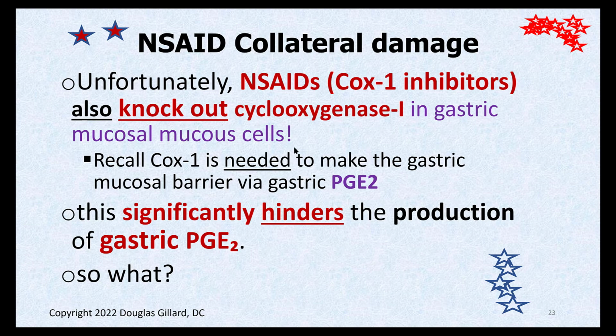So back to the stomach. Unfortunately, the NSAIDs will knock out the COX-1, and without COX-1 working, it's hard to make PGE2, which may be great for fever, may be great for pain, but it also knocks out the production of PGE2, therefore the production of mucus bicarbonate, and you can't inhibit the ECL cells.